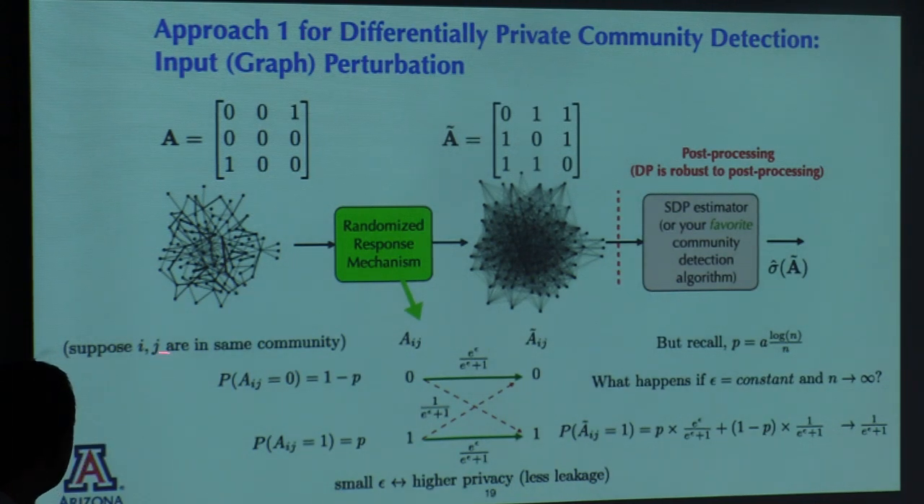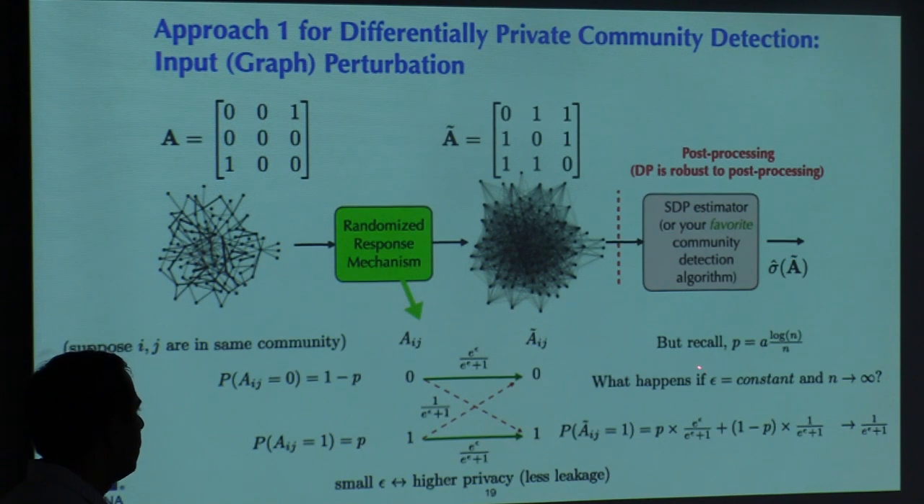If i and j are in the same community, the probability that Aij is 0 is 1 minus p, and Aij is 1 is p. Hopefully everybody is with me on this. Now I have flipped this and gotten a new matrix A tilde. Let's look at the probability that A tilde ij is 1. What is A tilde ij? It's this, just a simple calculation: this times this plus this times that, right?